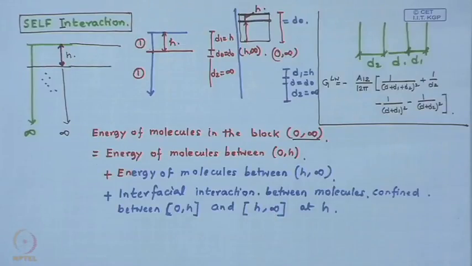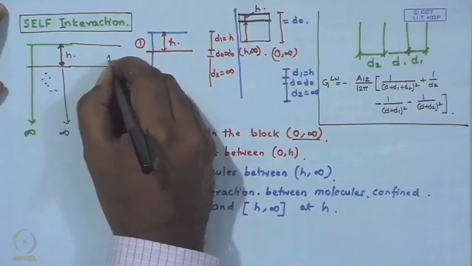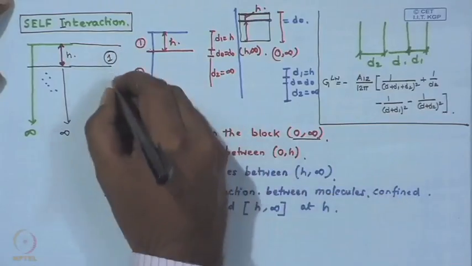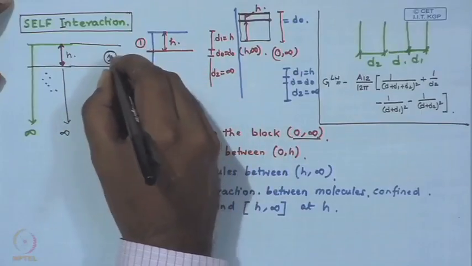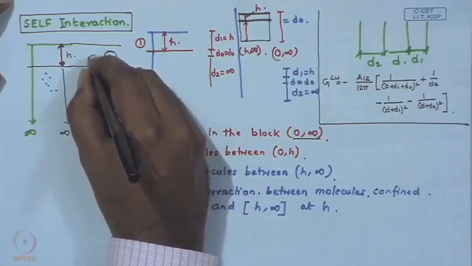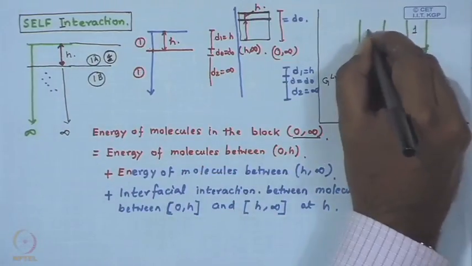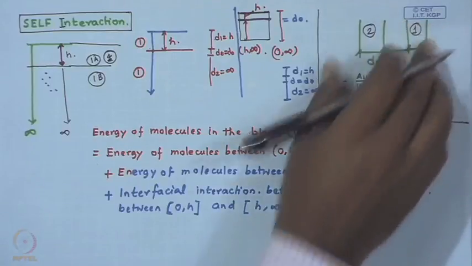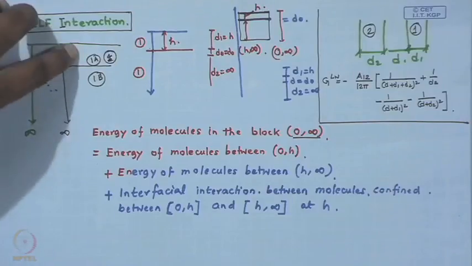The first one is the energy of molecules between 0 to h, then the energy of molecules between h to infinity, and then the interfacial interaction between the molecules confined between 0 to h, that is this block, which now becomes block 1, and the remaining part of the block. So, I will not confuse you by saying 1 and 2, I would say 1a and 1b, because the key difference between here and here is that here these two are dissimilar materials, which under a specific case can be similar, but here they are definitely similar materials.